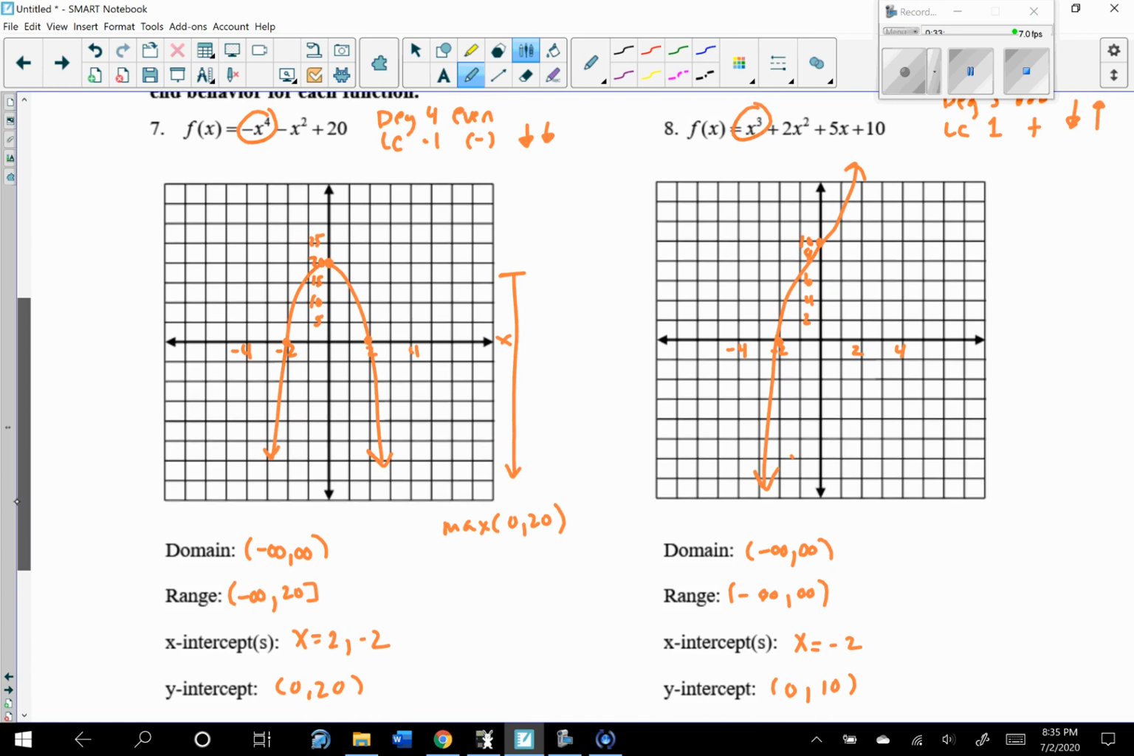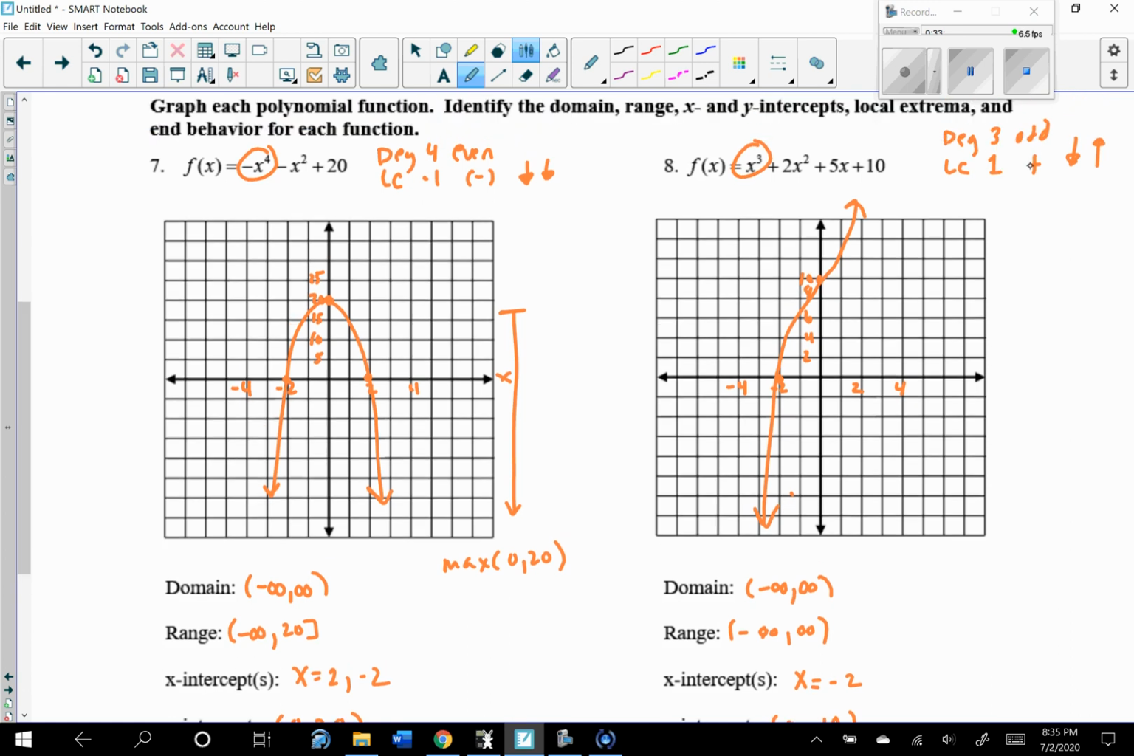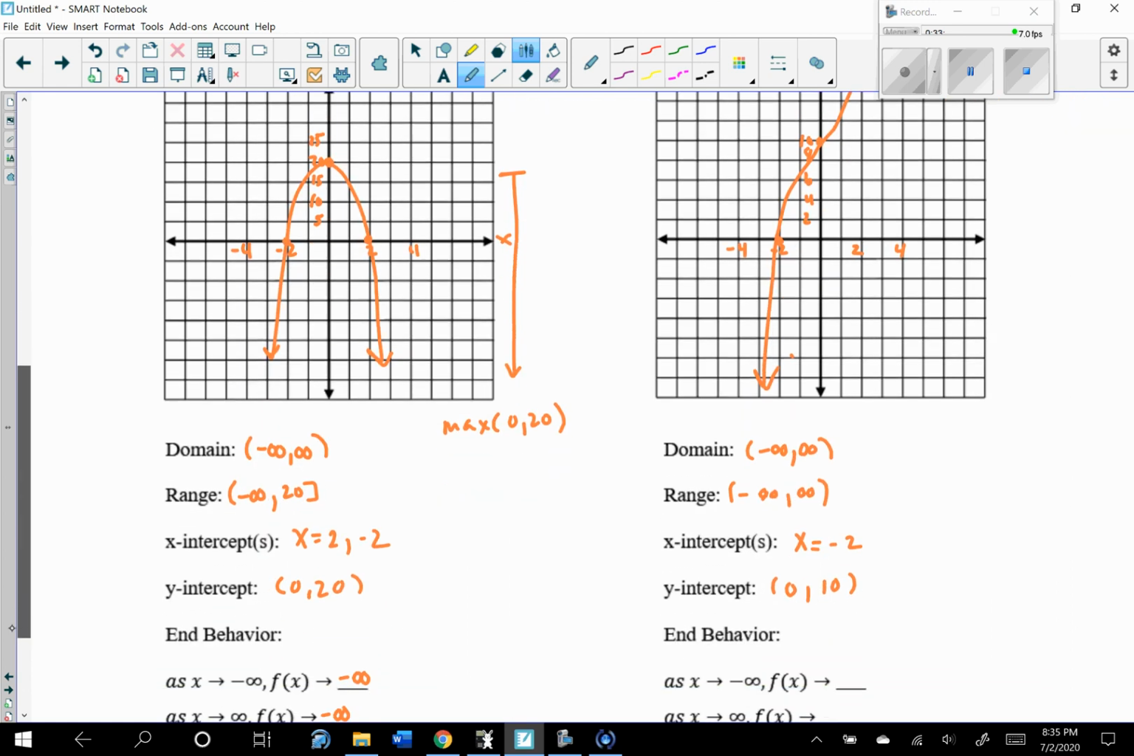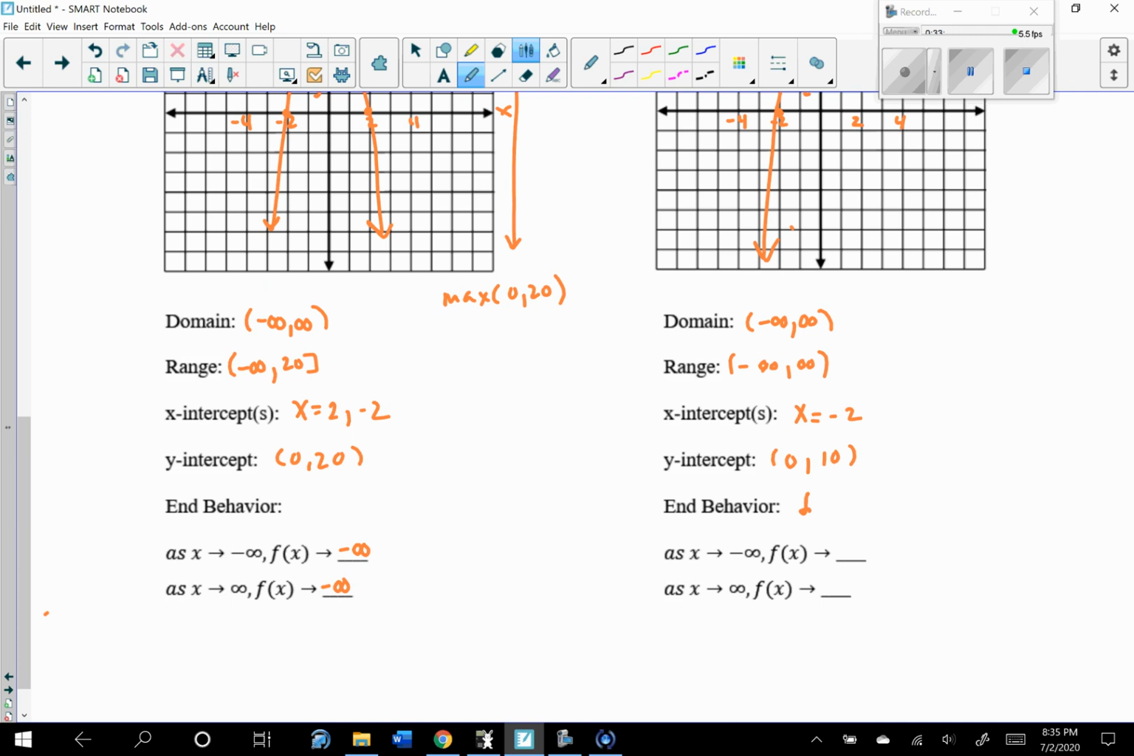So for this, degree is odd, positive, so right end's up and left end's down. So remember, it looks like that. So as x approaches negative infinity, your y values go towards negative infinity, and as x approaches positive infinity, they go towards positive infinity. And that's it for analyzing the graphs.